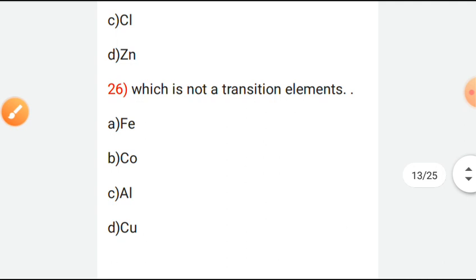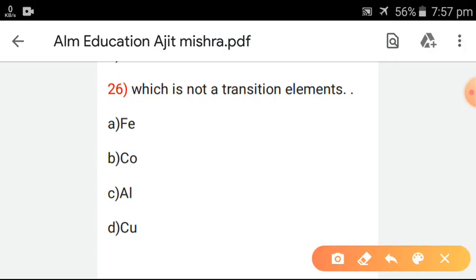element. Next question, which is not a transition element? In the given options, iron, cobalt, aluminium and copper, which is not a transition element? Choose the correct answer. The answer will be option C, aluminium. Aluminium is not a transition element. Transition elements lie in groups 3 to 12. Examples of transition elements are scandium, titanium, vanadium, iron, cobalt, nickel, copper and zinc.